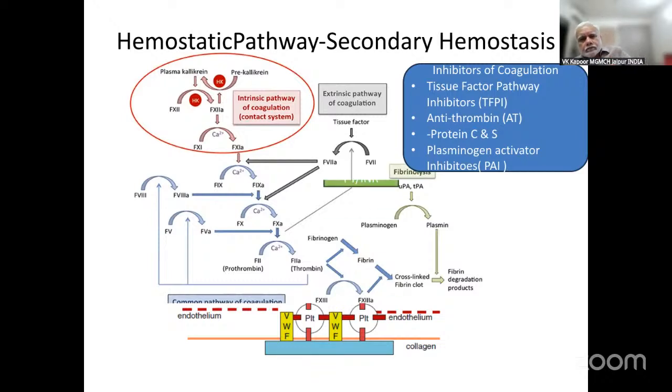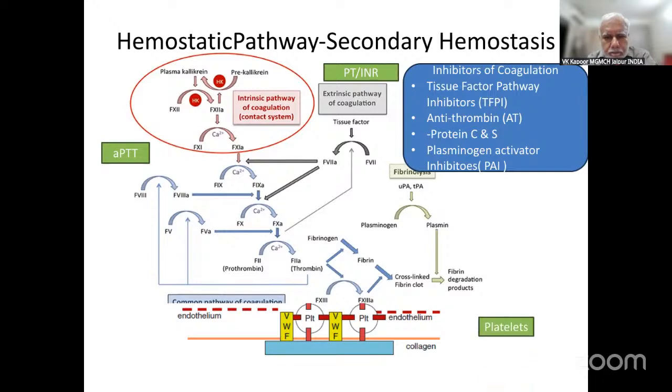Our routine tests like PT-INR tell us only about the extrinsic pathway of coagulation till the formation of fibrin. The second test is APTT, which gives an idea about the intrinsic pathway of coagulation till the formation of thrombin and fibrin. Next is the platelet count, which gives the idea about the platelets present in the blood, but it doesn't give any idea about the contribution of the platelets in thrombus formation.